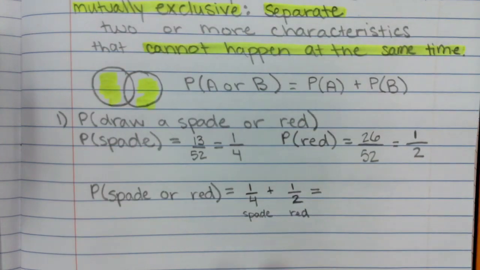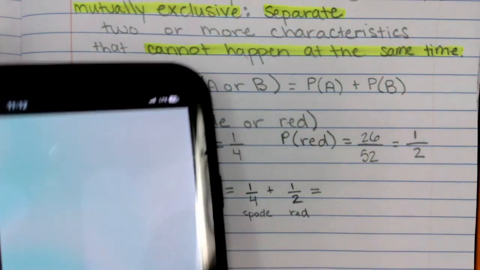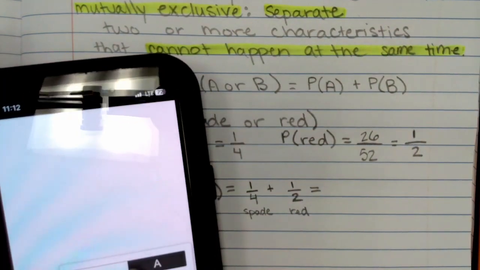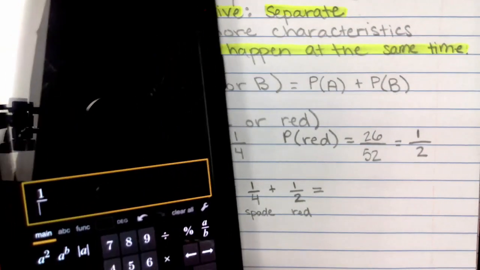Okay, or we can just use Desmos. Desmos does all that work for us, which is really nice. So if I do 1/4 plus, whoops, I want the plus on the side though, 1/2, we get 3/4.